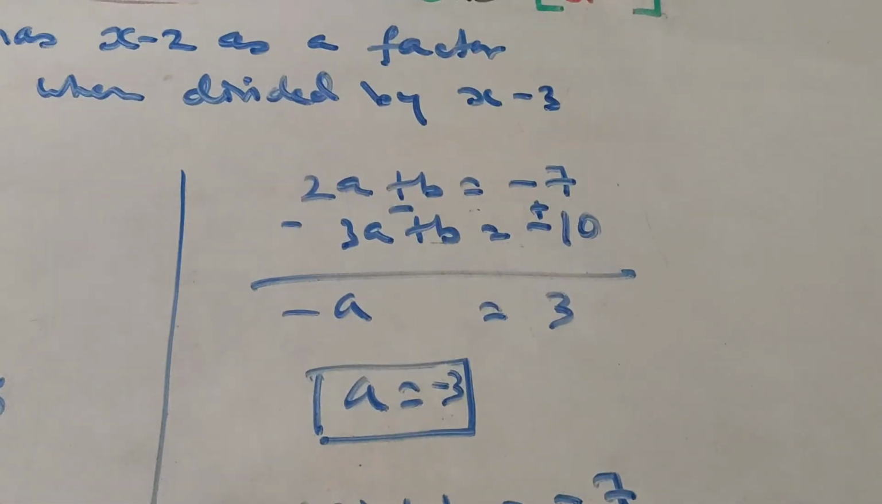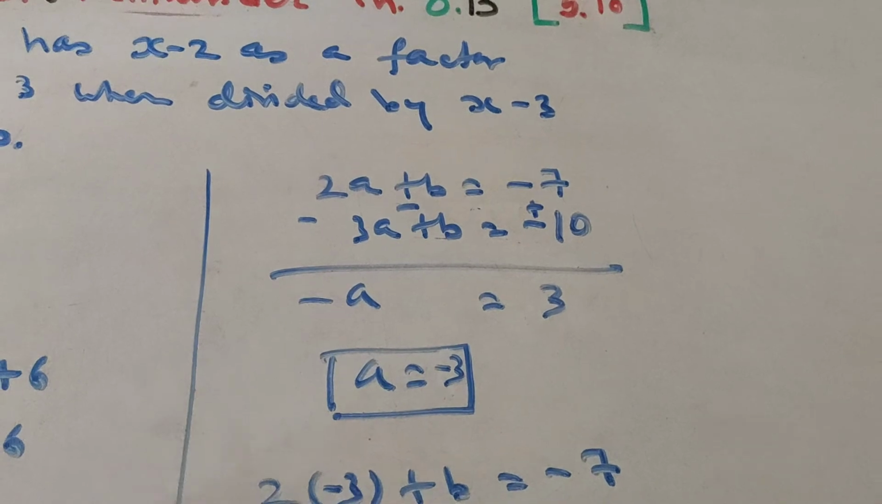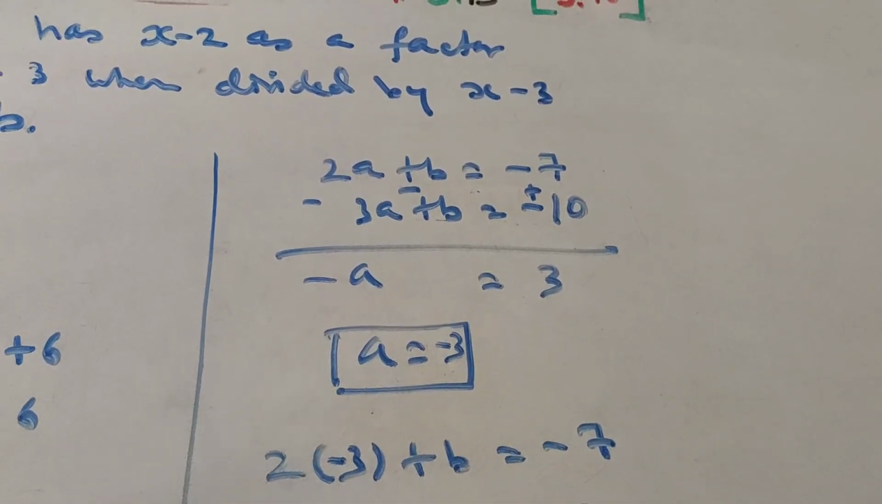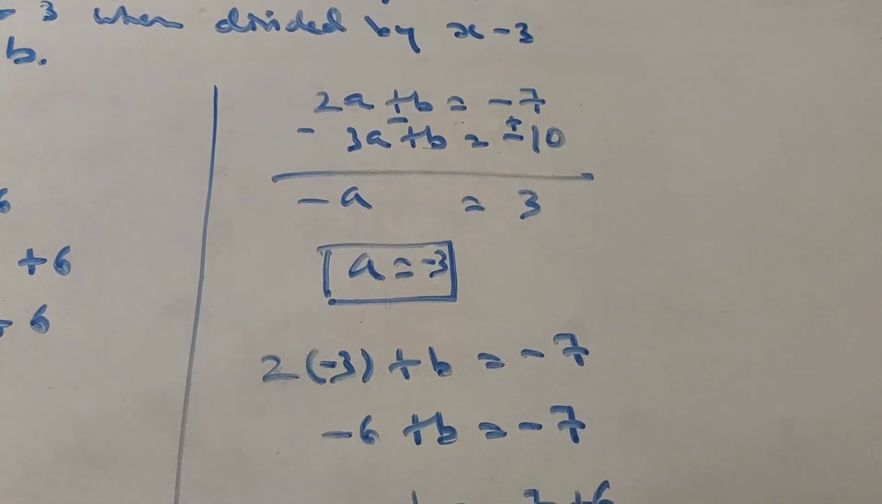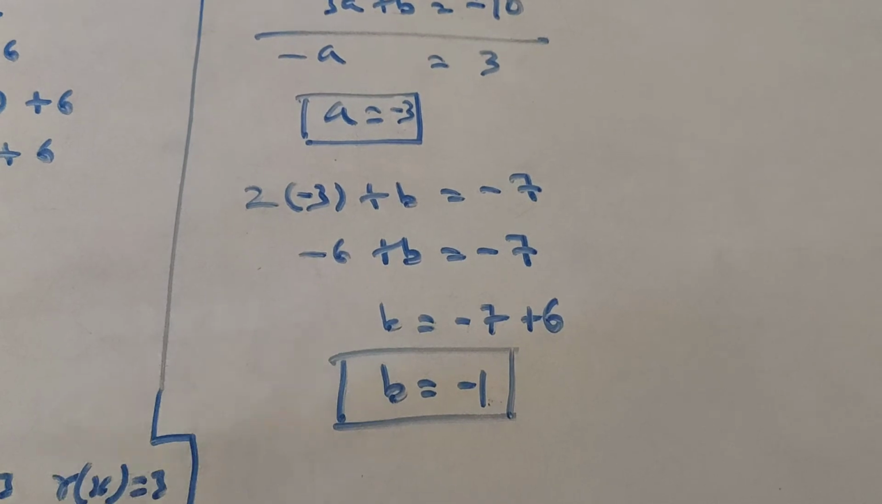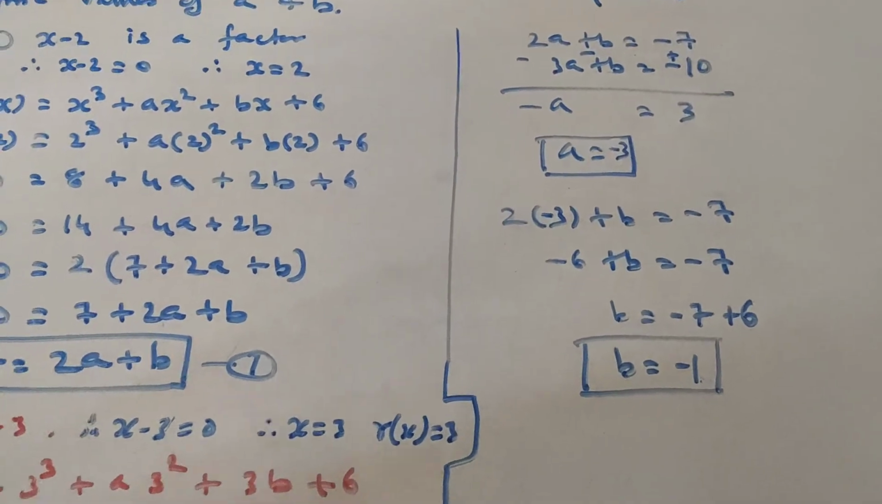Solving these two equations, 2a plus b is equal to minus 7 and 3a plus b is equal to minus 10. Subtracting them, we get the value of a as minus 3. Substituting the value of a in any of the equations, we get b is equal to minus 1. Hence, this is how we complete our sum. This is the way we are required to do it in the board examination.